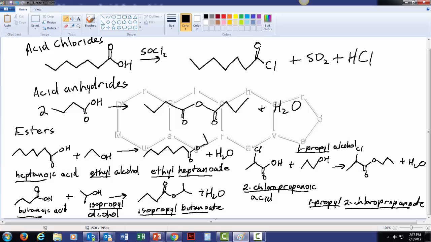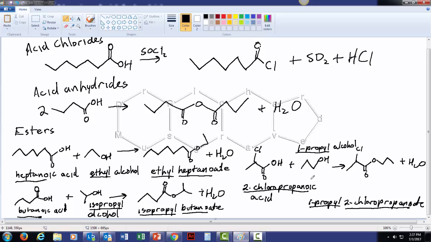For this one down here, it's made from butanoic acid and isopropyl alcohol, so it's isopropyl butanoate, the ic acid being replaced with ate. Note also the space between the ethyl and the heptanoate and the isopropyl and the butanoate.